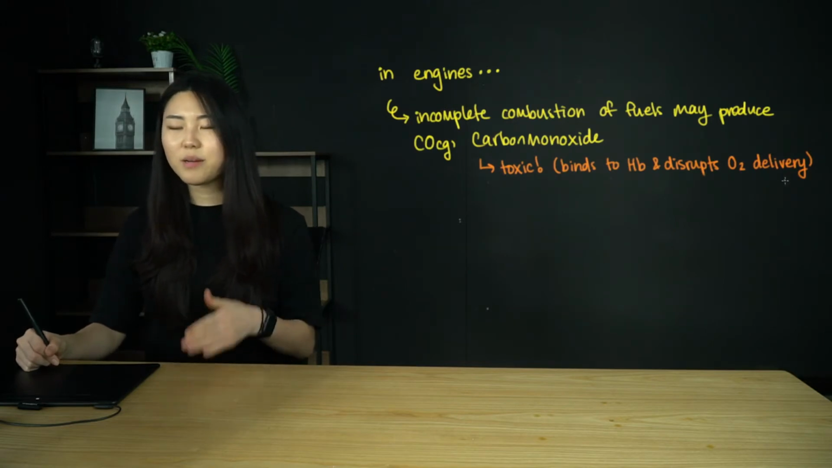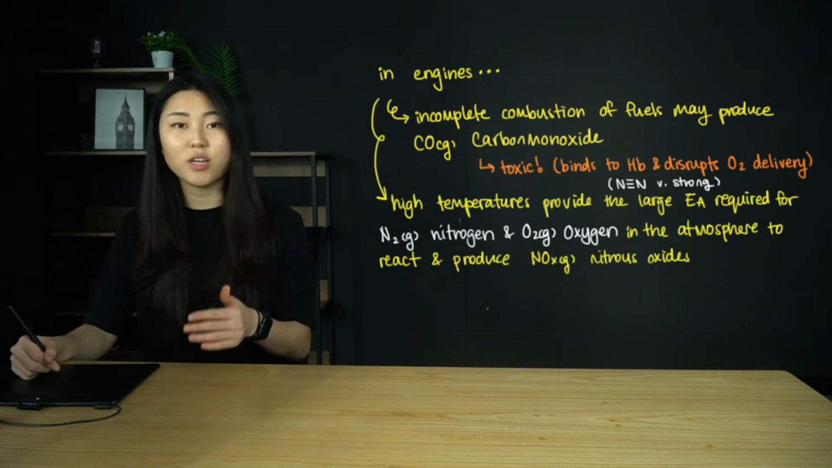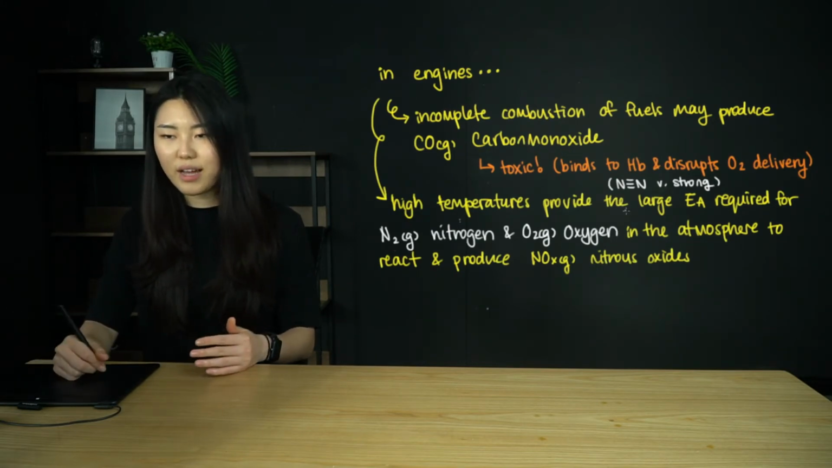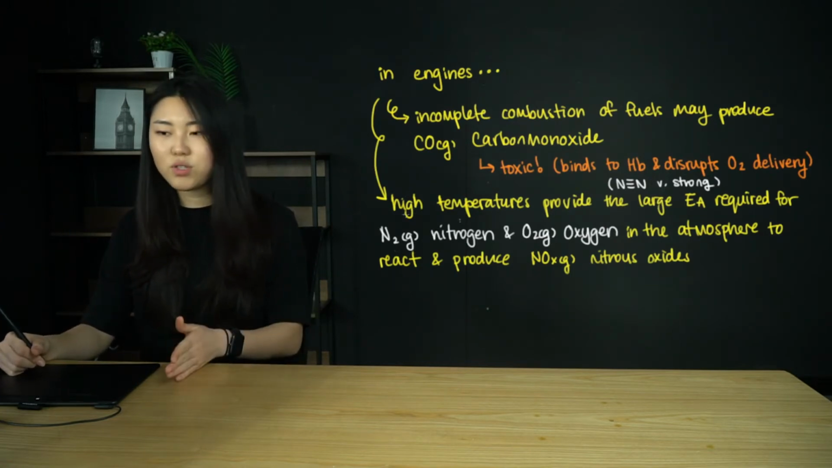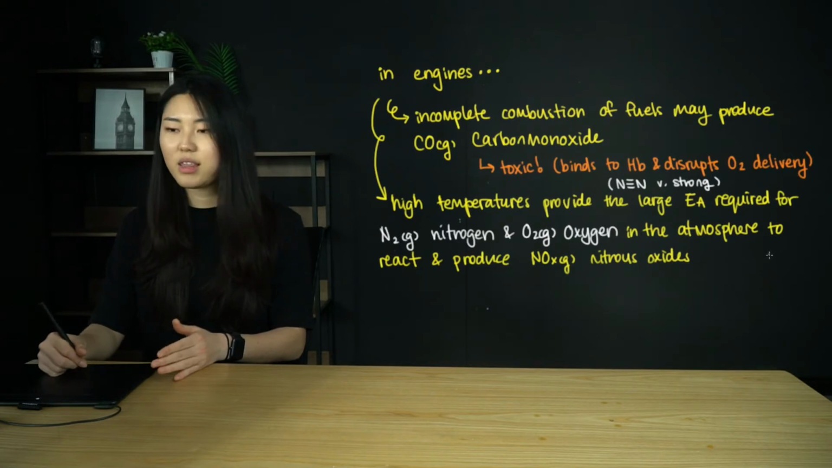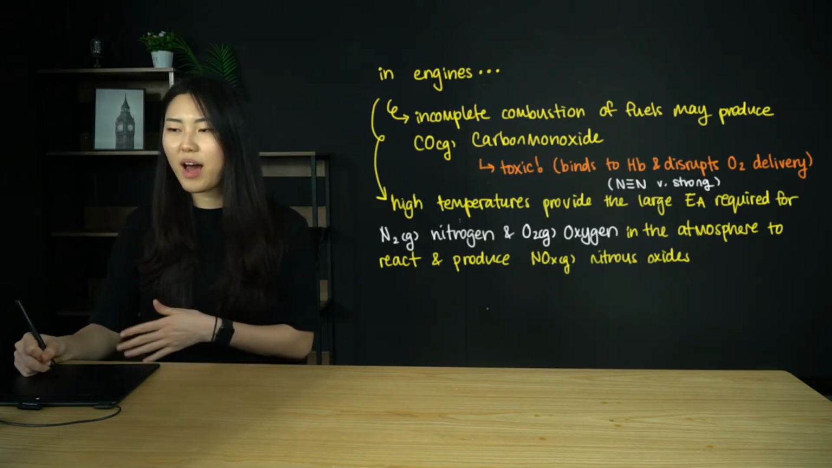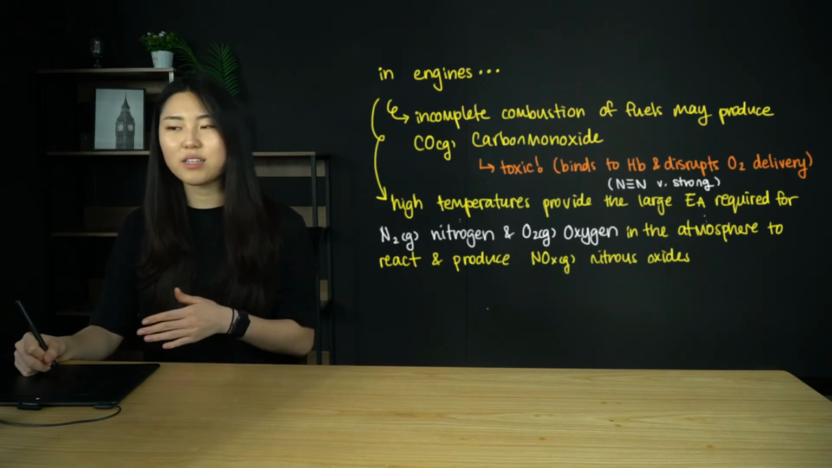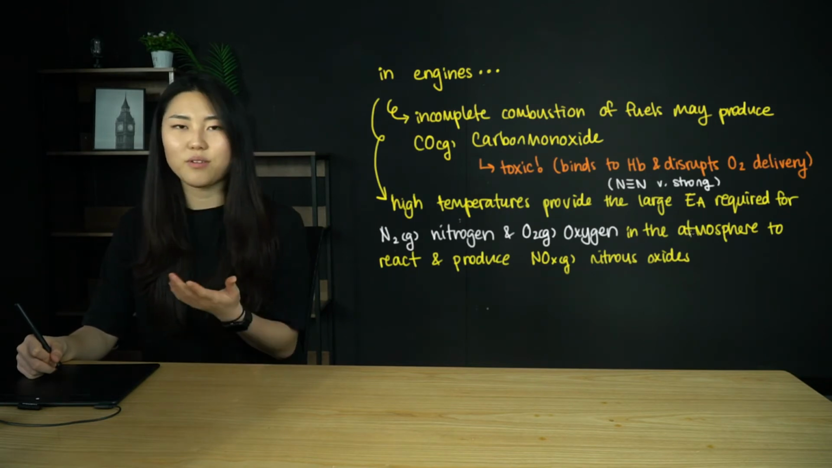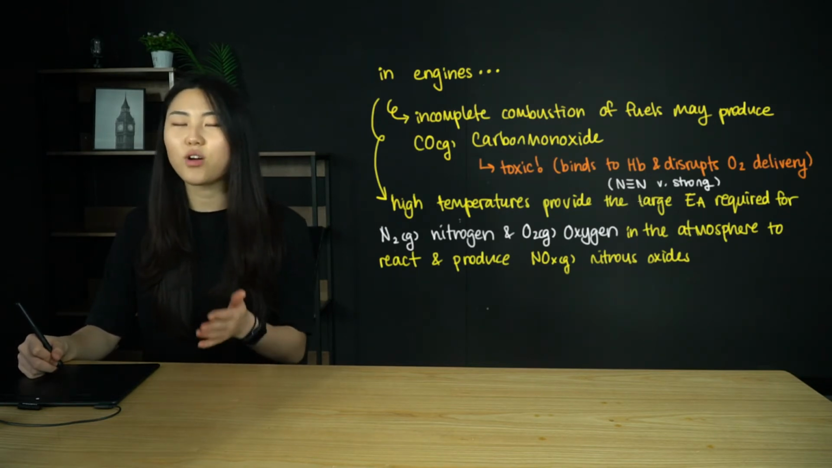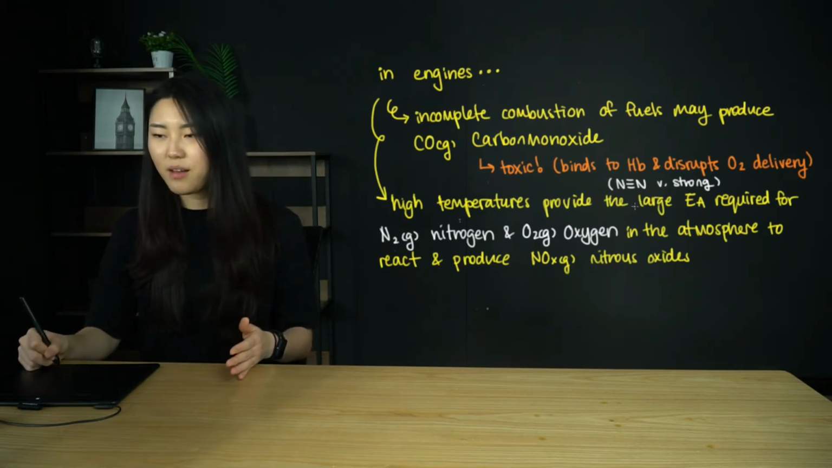And the high temperatures in the engines are going to provide the large activation energy required for the nitrogen gas and oxygen in the atmosphere to react and produce nitrous oxides, NOx, okay? This x could be just 1 or 2. The reason why we have a large activation energy for them to react is basically because nitrogen has a triple bond, and it's therefore a very strong covalent bond, which needs a lot of energy to break, okay?